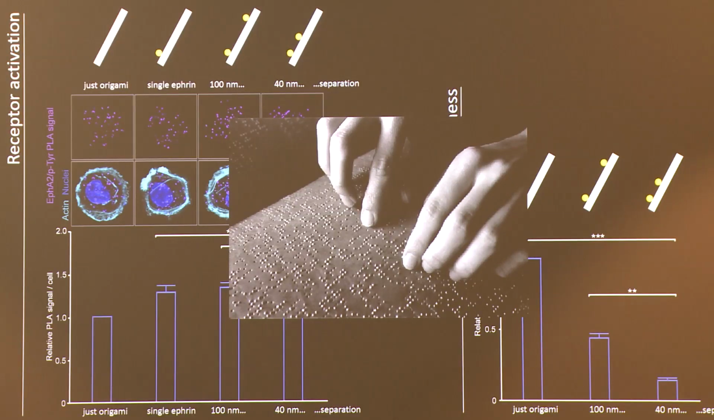Using this kind of technique to actually try to learn how cells communicate is something that is very difficult to do with traditional methods. And this is an example where the precise positioning of DNA origami comes in really handy.